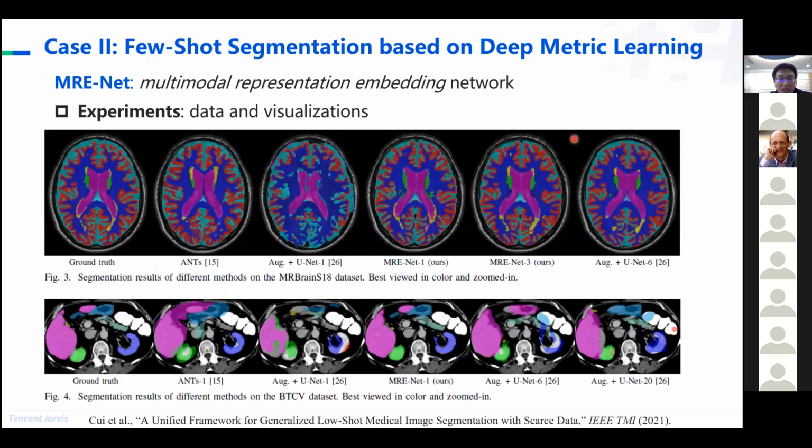For experiments, we do brain tissue segmentation in MRI and abdominal multi-organ segmentation in CT images. Here we compare with classical registration methods. We also compare to UNet in one shot, our method in one shot, our method in 3 shot, and UNet in 6 shot. For abdominal multi-organ segmentation, our method is done in 1 shot, compared to UNet in 6 shot and UNet in 20 shots. It might be a little bit difficult to see here, but our method produces better segmentations than UNet, as well as the registration methods.